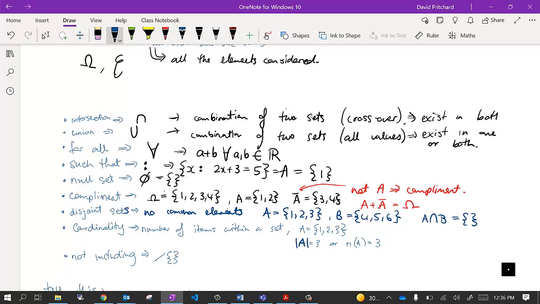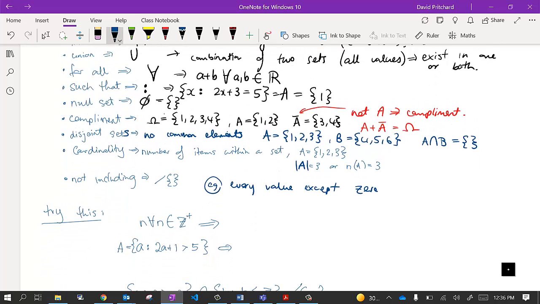Now the final statement is not including. If we're not going to include a value within a set, or we want to remove a value within a set, we're just using a backslash, and the values after it will be removed. So if we wanted to look at every value except for 0, and I'll just scroll up a little bit, we could say a set of real numbers leaving out 0.